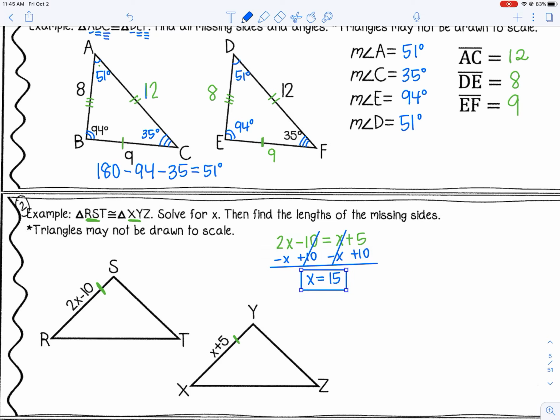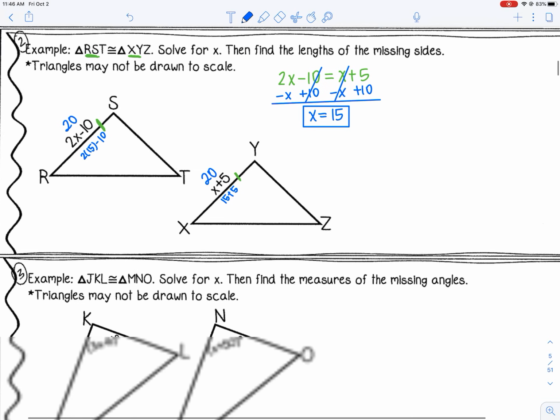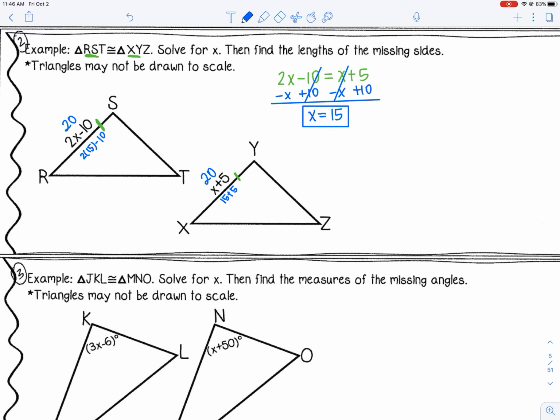That's also a way that we can check and see if we did our work right. So 15 plus 5 gives you 20. 2 times 15 minus 10 gives you 30 minus 10, which is 20. So since both sides are 20, we know we did it right, and we got our answers. If you would have got to this step and you didn't get 20 on both of them, that means that you did something wrong with your algebra, and you need to go back to this step and make sure that you did all your algebra right.